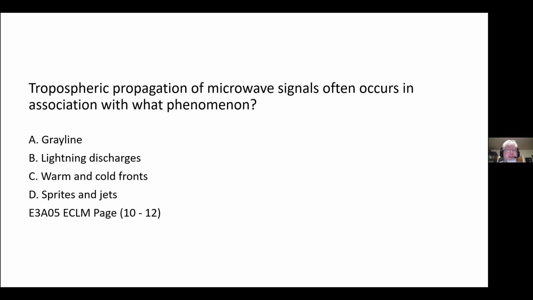Tropospheric propagation of microwave signals often occurs in association with what phenomenon? A, the gray line. B, lightning discharges. C, warm and cold fronts. D, sprites and jets. Charlie is correct. Warm and cold fronts.